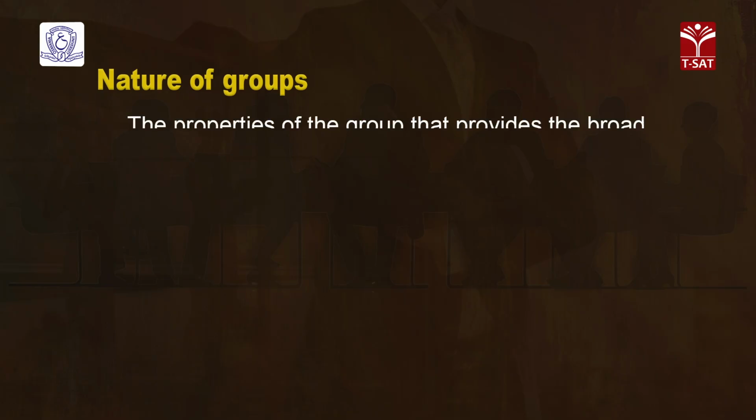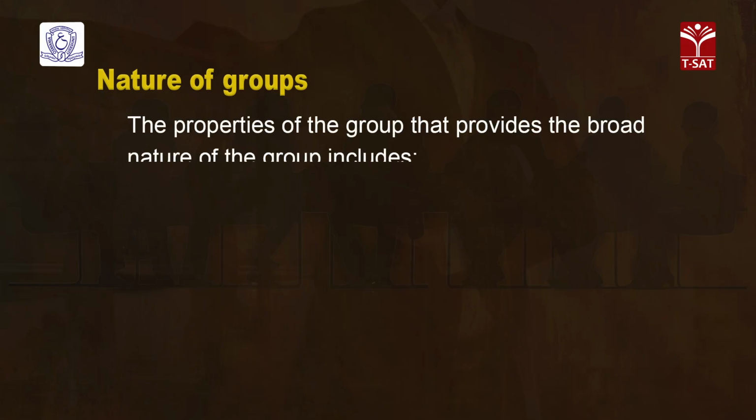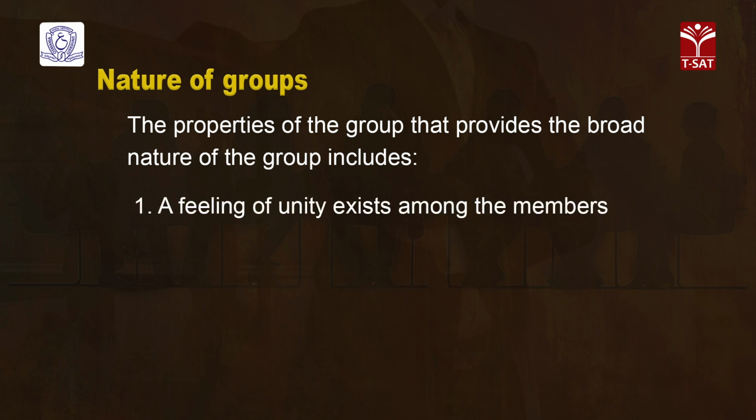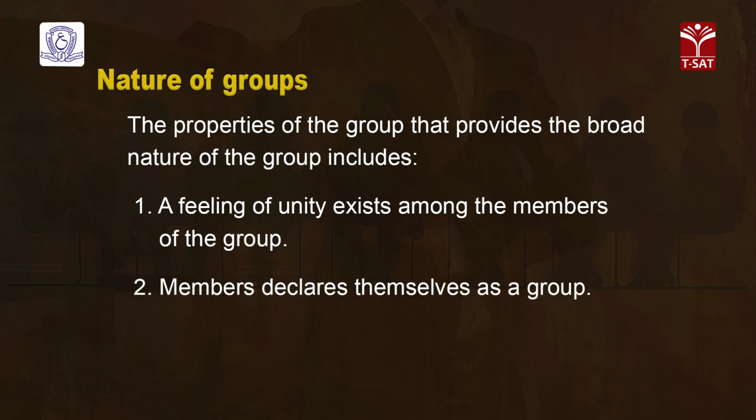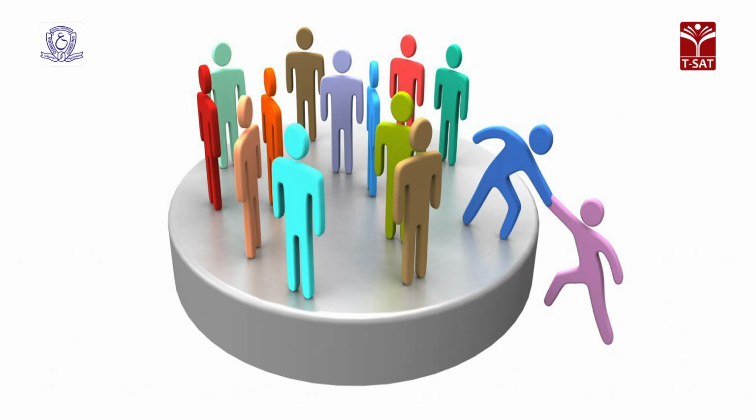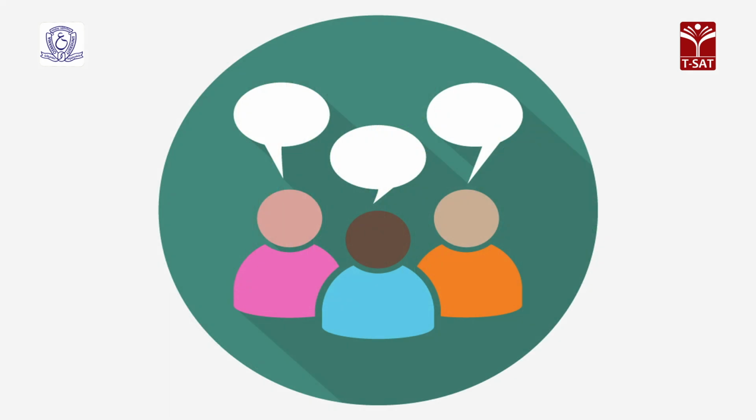The properties of a group that provide the broad nature of the group include, the first one, a feeling of unity exists among the members of a group. And the second important point is members declare themselves as a group. The group members first have to declare, they have to announce, and they have to define that they are a group. So this is one of the major criteria for a group.